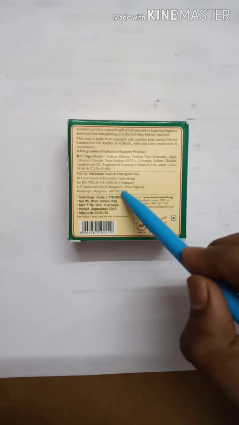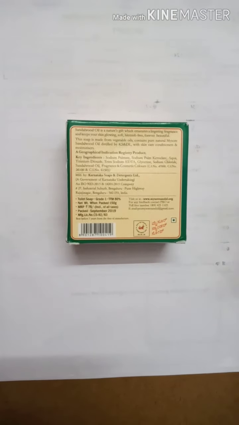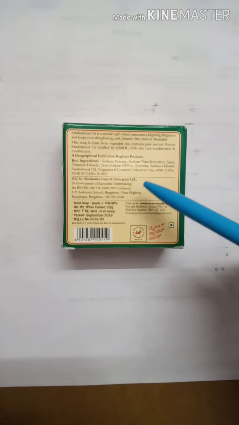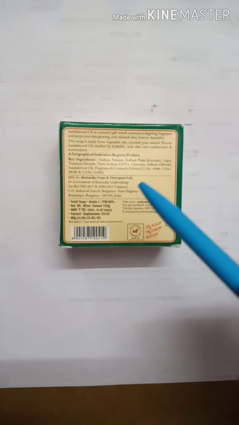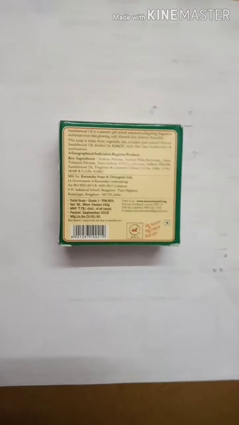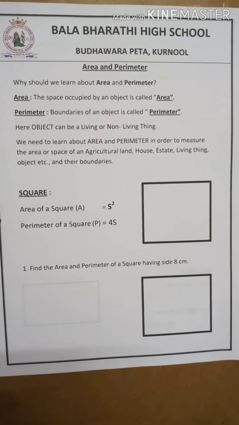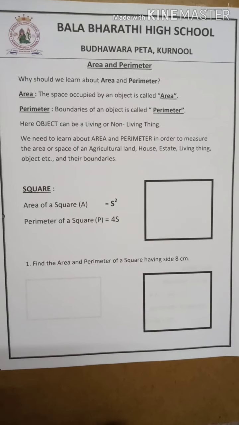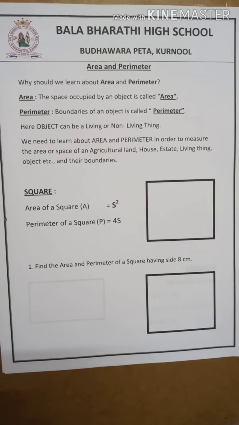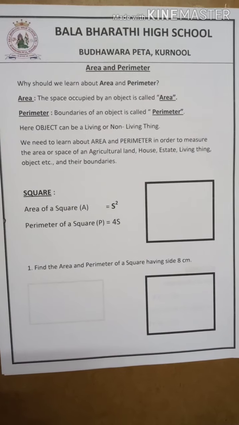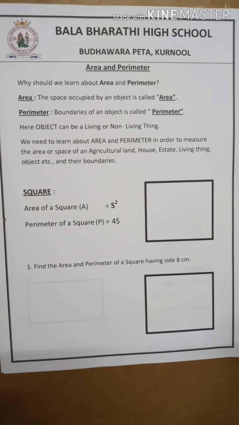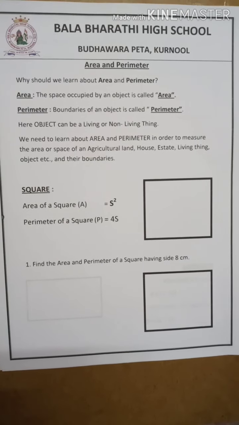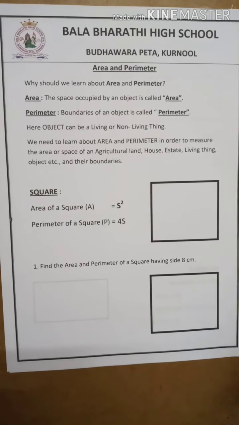If you want to measure the area and perimeter of this soap box, you can just apply the formulas of area and perimeter of a square and you can find the area and perimeter of this soap box. There are some regular shapes in geometry like triangle, square, rectangle, rhombus, parallelogram, etc. In this video, we are going to learn about area and perimeter of square and rectangle. In the next video, we will learn area and perimeter of rhombus, parallelogram, triangle. Let us discuss square.